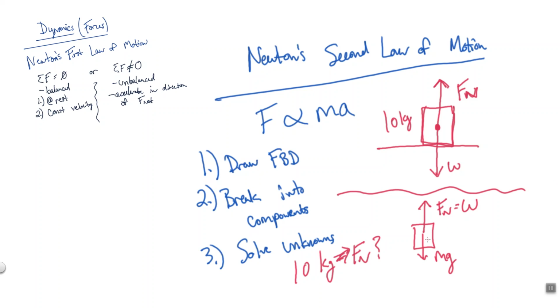Here we can then write our equilibrium statements and then solve for our unknowns. What that would look like exactly, we would say force normal is equal to weight. So force normal is equal to mass times gravity. And then force normal equals 10 kilograms times 10 meters per second squared. So force normal equals 100 newtons. Okay.